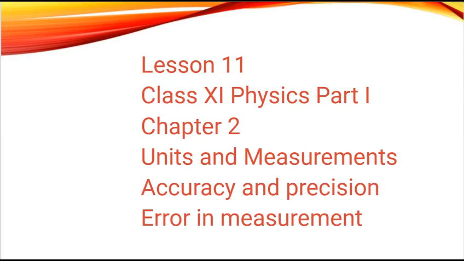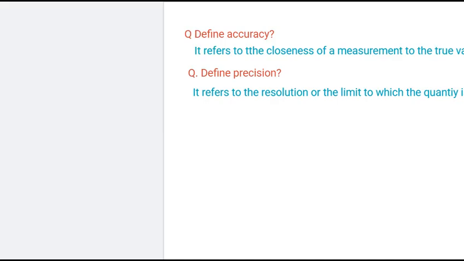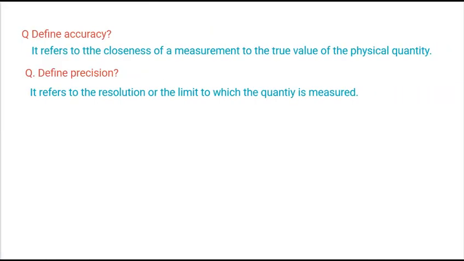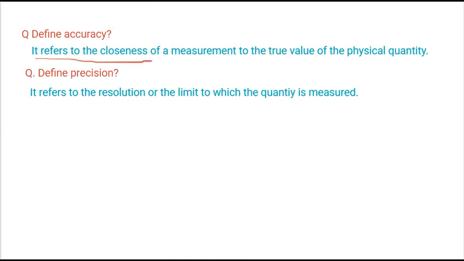In this lesson we'll discuss accuracy and precision and errors in the measurement. So let's first discuss accuracy. Accuracy means how much your measured value is close to the actual value, the true value. So it can be defined as the closeness of a measurement to the true value of the physical quantity.